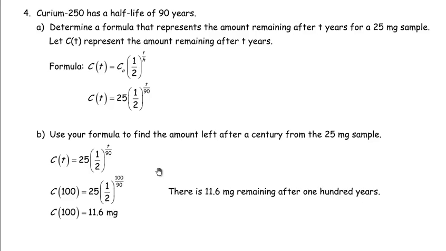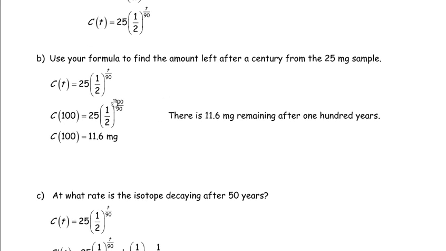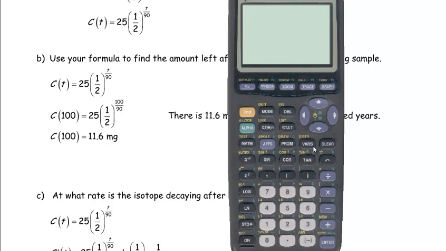In B it says use your formula, in B and C as well, to find the amount left after a century. Now a century is 100 years. So in our formula from up here, we're going to put 100 in place of time. So 25 times a half to the power of 100 over 90, and maybe I'll bring my calculator back here. So 25 times a half, or 0.5, to the power of, and in brackets I'll put 100 over 90. Okay, so there's where my 11.6 comes from.